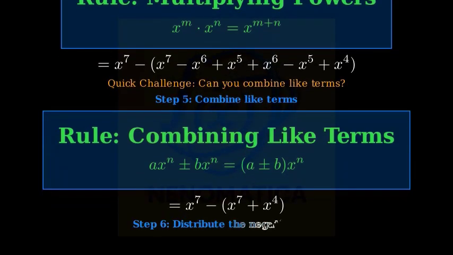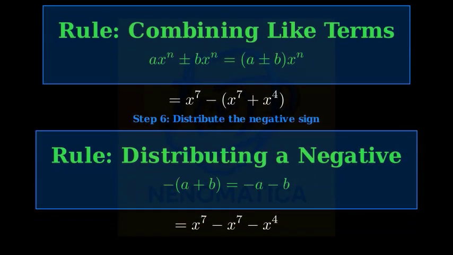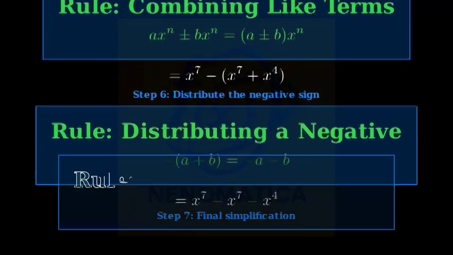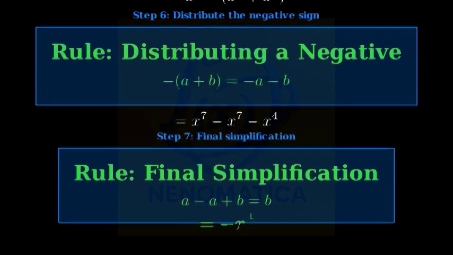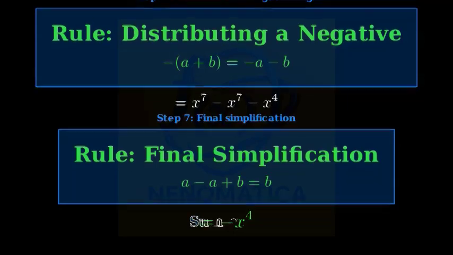Now we can distribute the negative sign to the terms inside the parentheses. This gives us x to the seventh minus x to the seventh minus x to the fourth. Finally, let's combine like terms again. X to the seventh minus x to the seventh equals 0. So we're left with negative x to the fourth as our final answer. And there we have it.